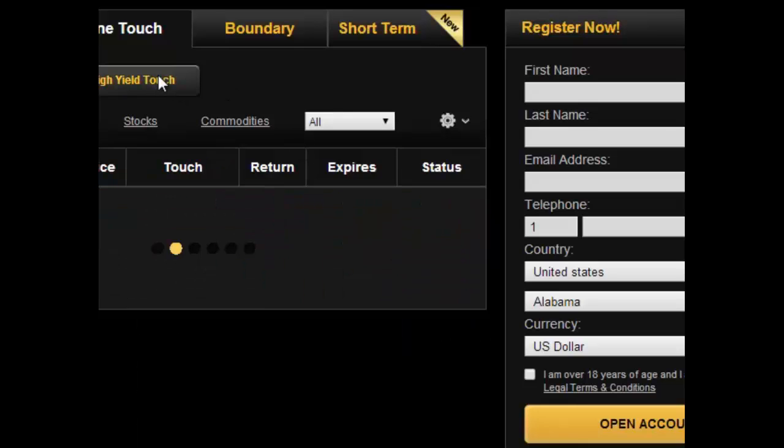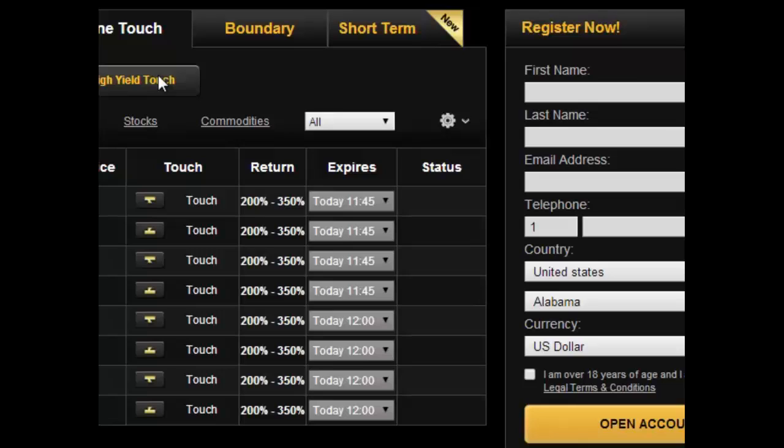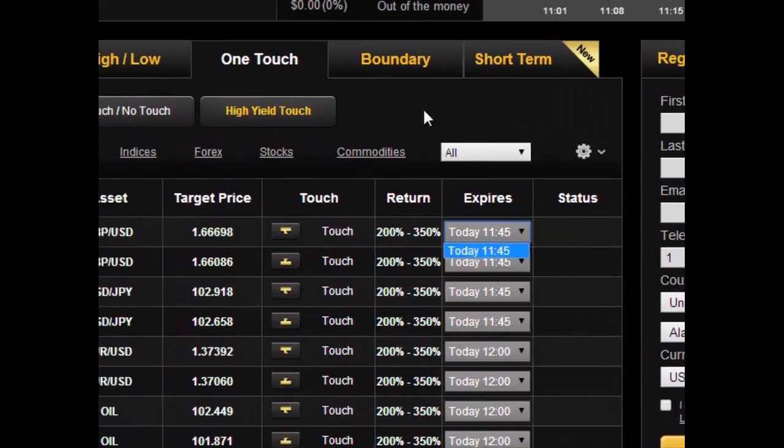The high-yield one-touch option is again similar to the standard, except the particular levels are higher or lower than the standard, and for this privilege they will give you a return that again is anywhere between 200 and 400%. They do not customize the particular expiry time for those particular one-touch options.